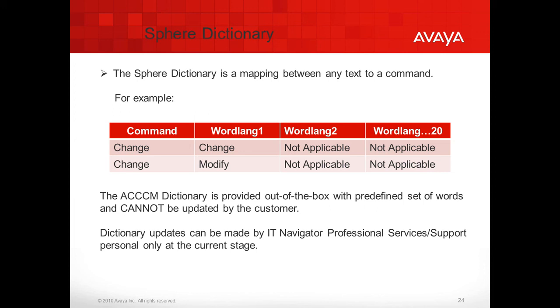The dictionary is provided out of the box with a predefined set of words, and unfortunately in the current build it cannot be updated by the customer itself. However, if your customer feels like he needs to update the dictionary translation to suit his environment, you're more than welcome to contact IT Navigator professional services or support personnel, and we'll make the necessary change in order to support the translation for that specific customer environment.